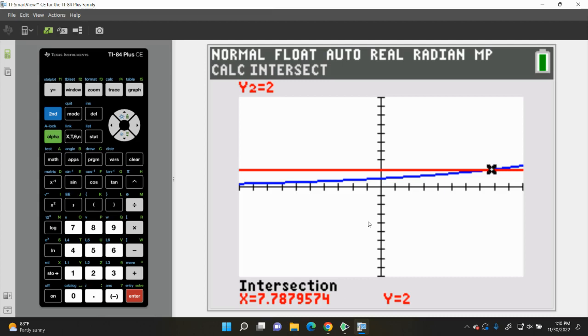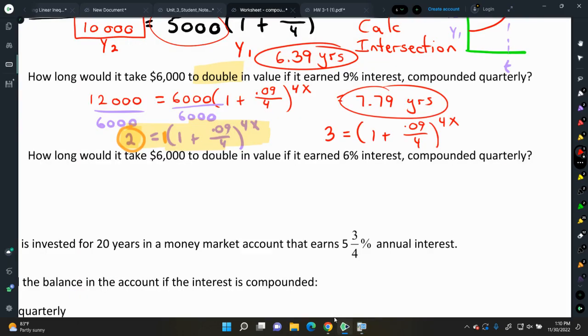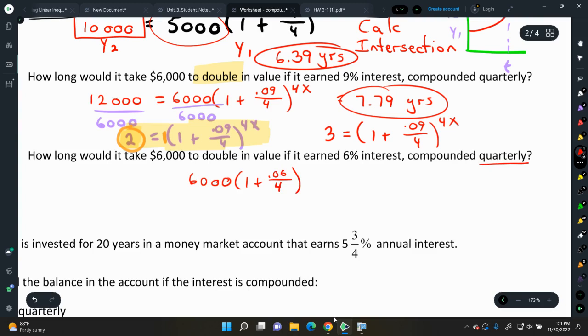Okay, last one. So again, we're looking to see when it doubles. So we've got 6,000 times 1 plus, it's 6%, 0.06, compounded quarterly. So what am I dividing by? 4 to the power of 4x. And this wants to equal 12,000. So I think you skipped a problem again. I think that's what happened. Again, I could divide both sides by 6,000 and solve the equation like this.